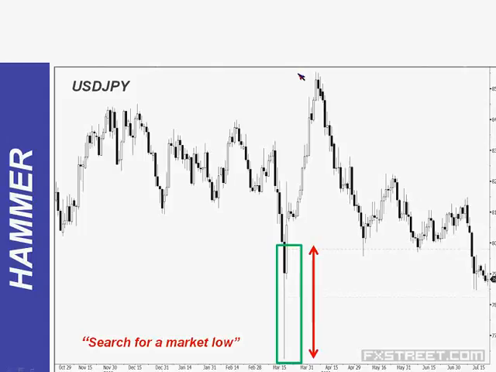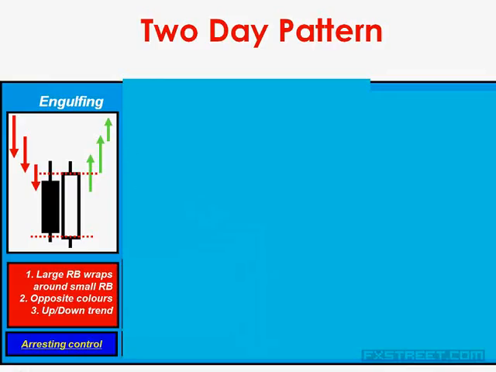And you can see here, obviously, this very big shadow, several hundred pip shadow, showed you there was a massive rejection of downside levels. So there's a big reversal in the market on an intraday basis, all the way up. Okay, so that's an example of a hammer pattern on dollar yen. I will talk more about how to trade these patterns in the advanced session.